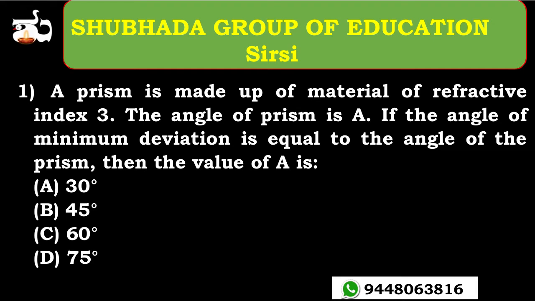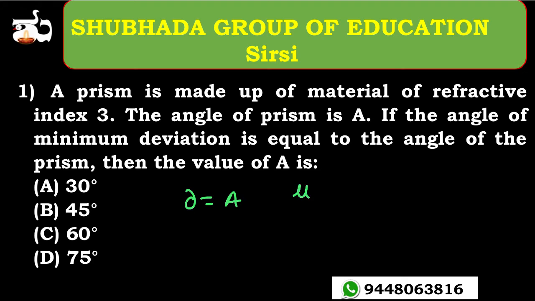Look at the next problem on geometrical optics or ray optics. A prism is made up of material of refractive index root 3. The angle of the prism is A. If the angle of minimum deviation is equal to the angle of prism, then the value of A is? Please try to solve this problem now. So the angle of minimum deviation delta is equal to the angle of the prism. Now the question is to find the value of A here.